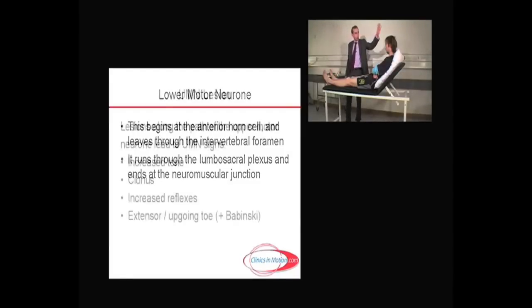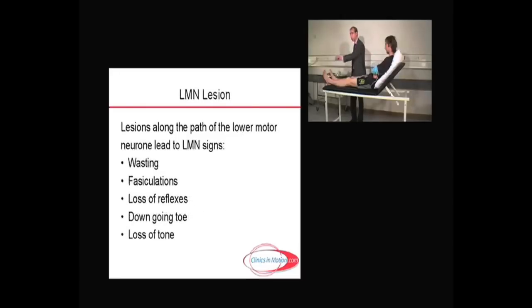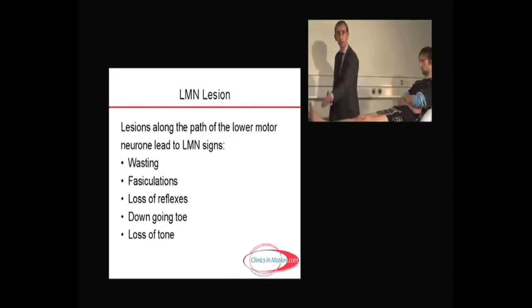So a lesion from cortex to anterior horn cell coming to the left leg will lead to upper motor neuron signs in the leg. Increased tone, clonus, increased reflexes, and an extensor or upgoing toe. Some people still call it a positive Babinski. A lower motor neuron lesion will come from the anterior horn cell down. Signs will be wasting, fasciculations, loss of reflexes, downgoing toe, and loss of tone.